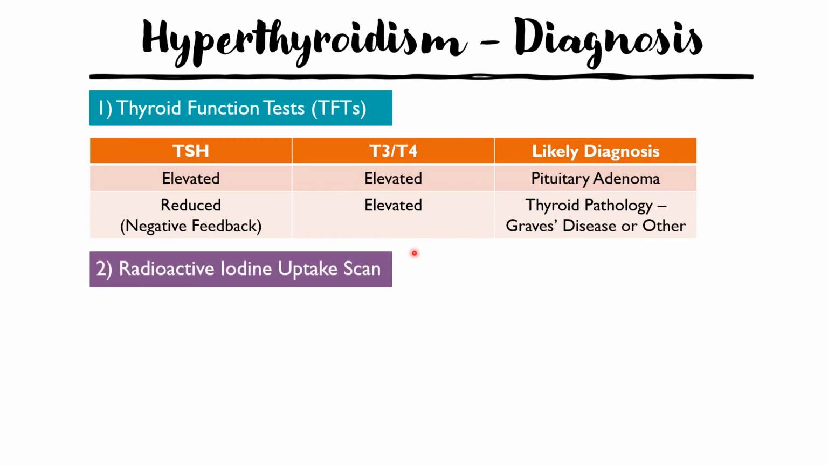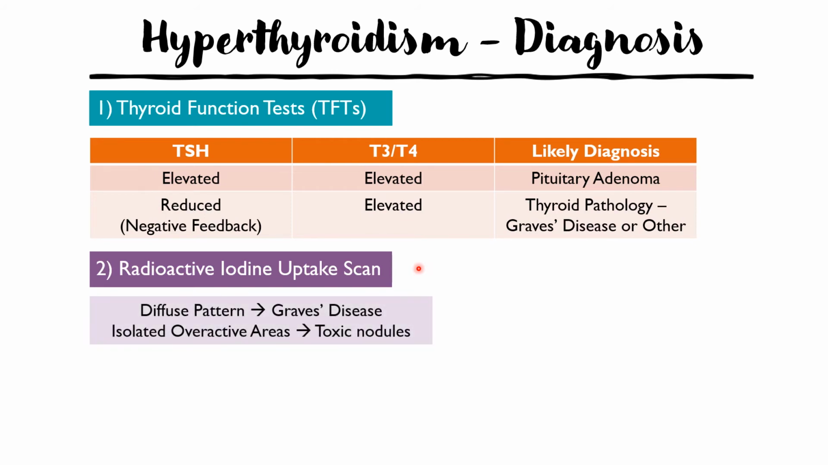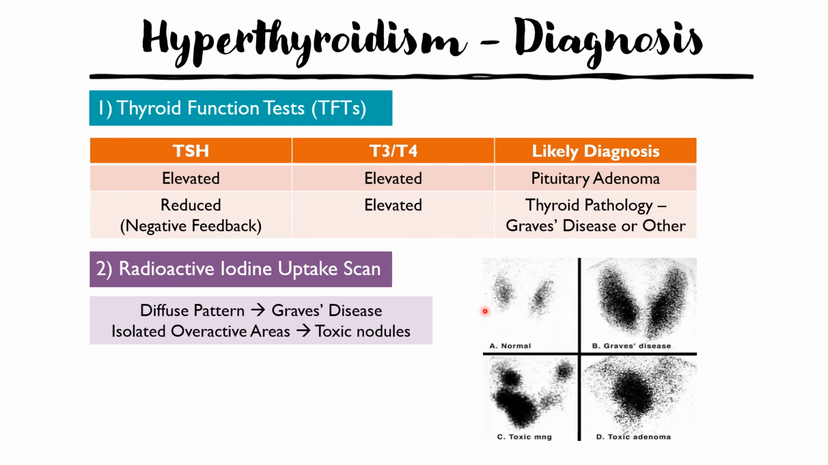Patients can also undergo radioactive iodine uptake scans, and the way these work is that you can look at the pattern to see what the most likely diagnosis is. And as you can see from the scan here, in Graves' disease there's more of a spread out or diffuse pattern, whereas in toxic nodules you can see isolated areas of overactivity.